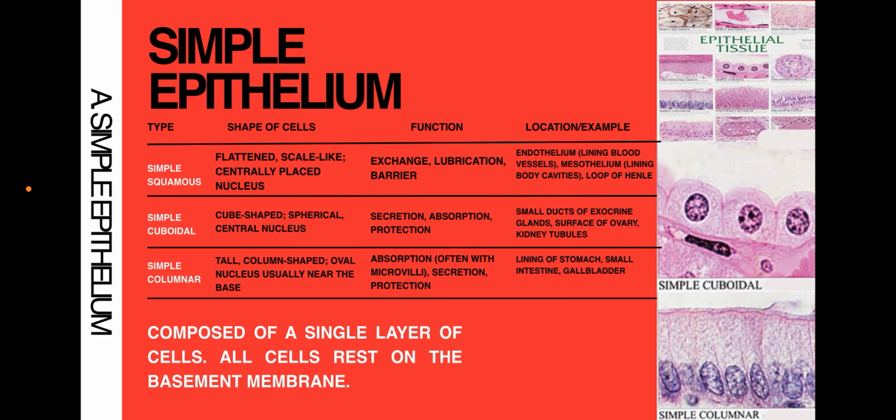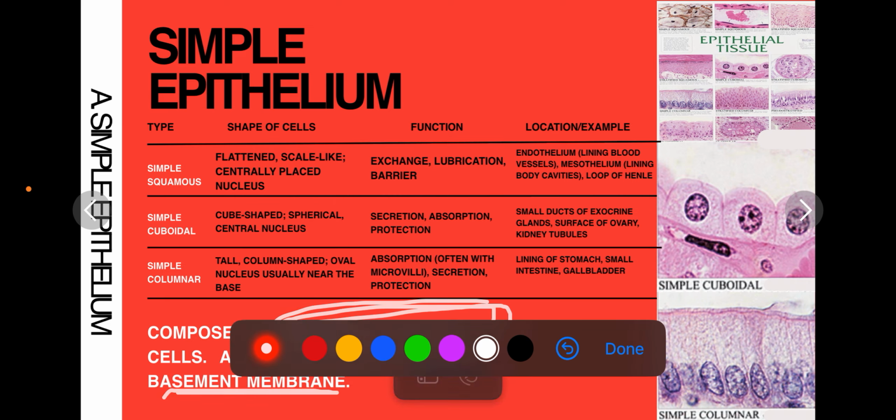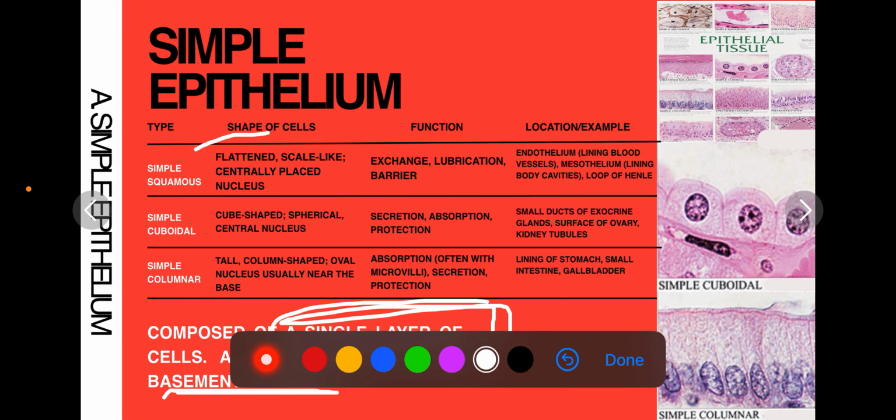So simple squamous cells are flattened and scale-like, and they have a centrally placed nucleus. If you have good vision, you can see the nuclei here in the center of the cells. Sorry for this. There must be a picture for simple squamous, but I apologize. It was put in, but there is some mistake that happened.